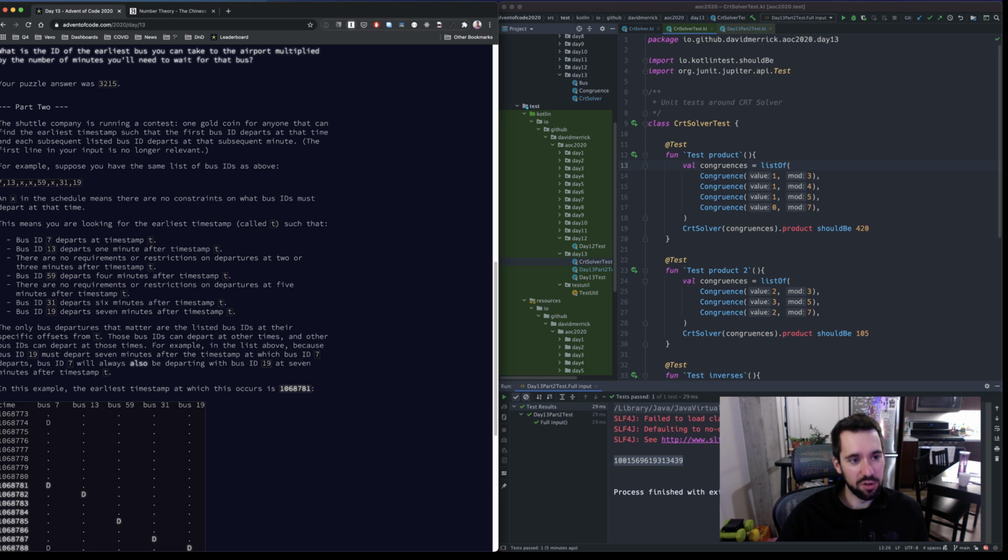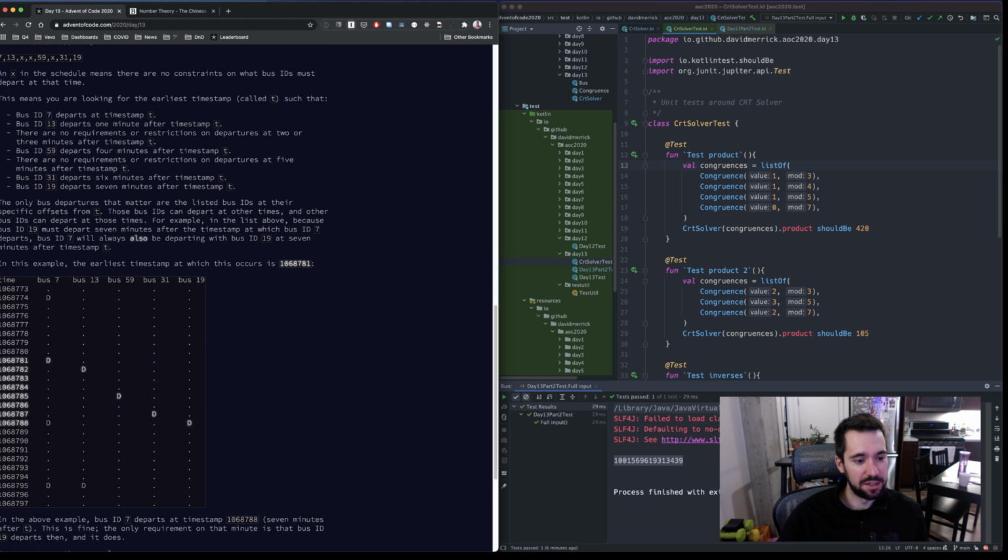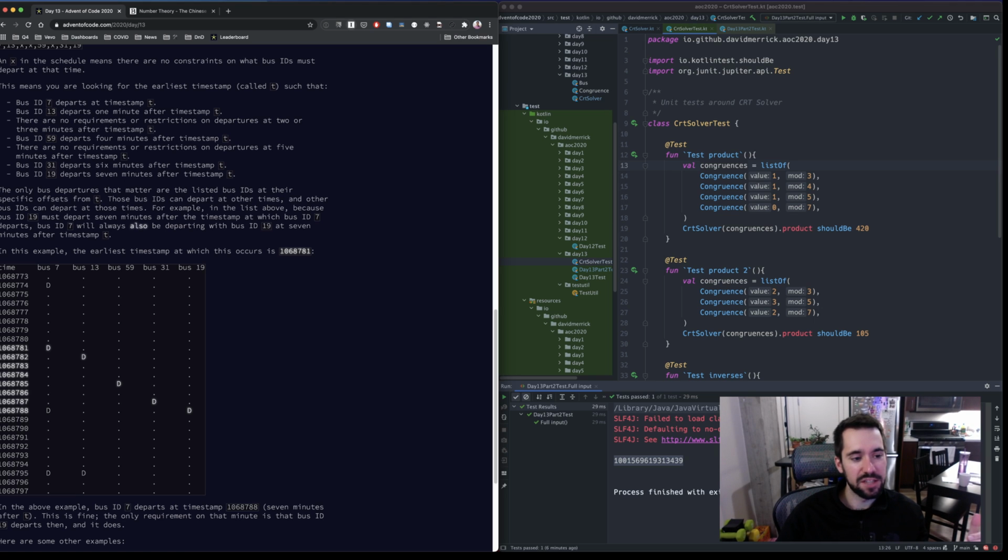So you're looking for a time t, the earliest timestamp such that the first bus ID departs at that time, and then the second one departs 1 minute later, and you're still constrained by this bus runs every 7 minutes, this one's every 13 minutes. So these buses all run every 7, every 13, every 59, and you have to account for these as constraints. There is no constraint on buses leaving at minute 0, 1, 2 minutes after t, nor for 3 minutes, but then bus 59 needs to run 4 minutes after time t. And so you're looking for the earliest time where all of these overlap.